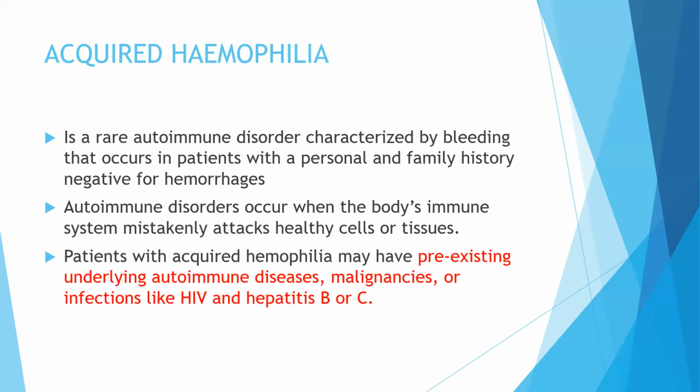The third type of hemophilia is acquired hemophilia, a rare autoimmune disorder characterized by bleeding in patients with a negative personal or family history, where someone cannot say where the hemophilia came from in their lineage. It occurs when the body's immune system mistakenly attacks healthy cells or tissues. It may come in with a pre-existing autoimmune disease, malignancy, or infections like HIV, hepatitis B, or hepatitis C.